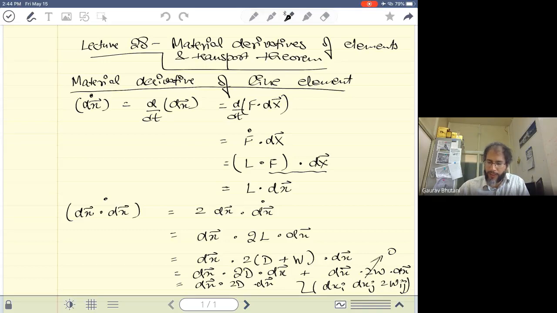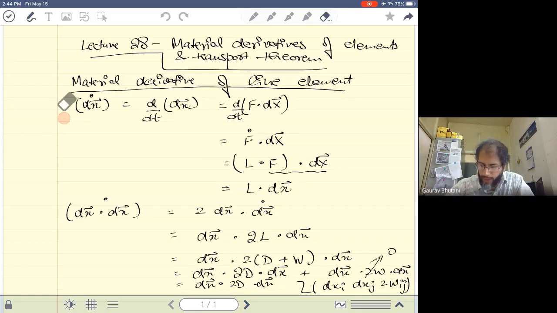So you can see that in the first relation, when we said that dx dot was L times dx, the information about the rate of change of dx, that is the d by dt, is absorbed somewhere inside L. Because L, if you remember, is the velocity gradient tensor, and velocity is the time derivative of displacement. So the information about how things are changing with time is absorbed in the L tensor in the first relation.